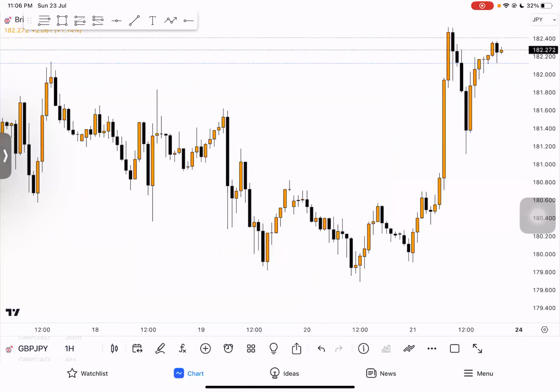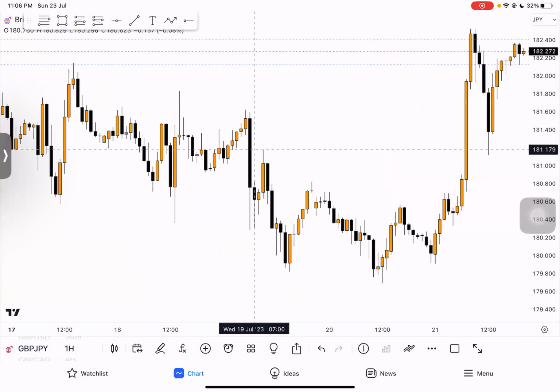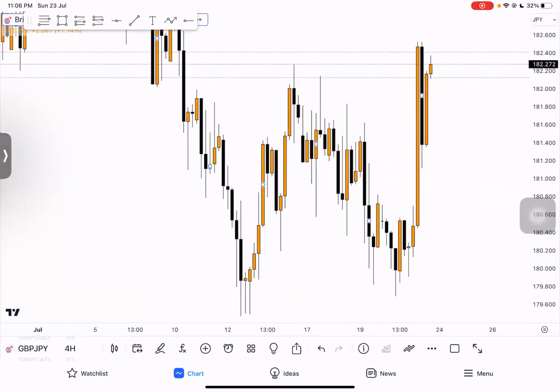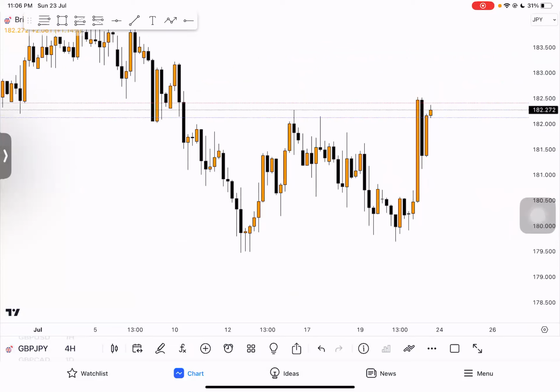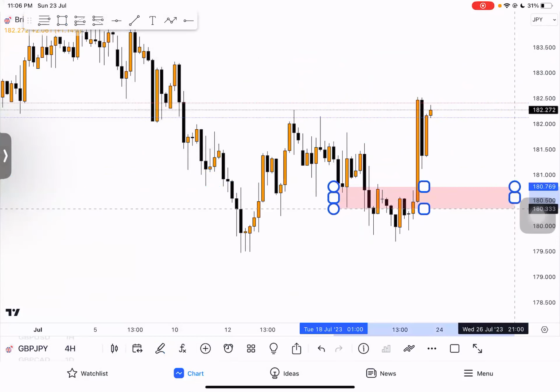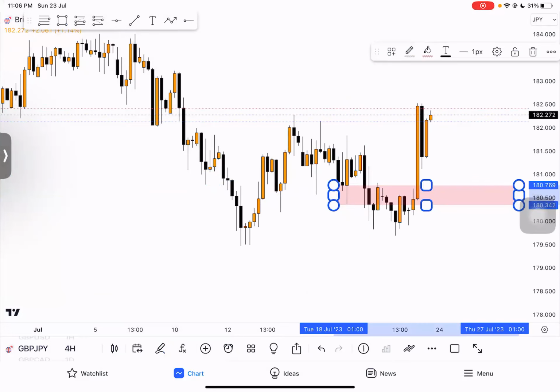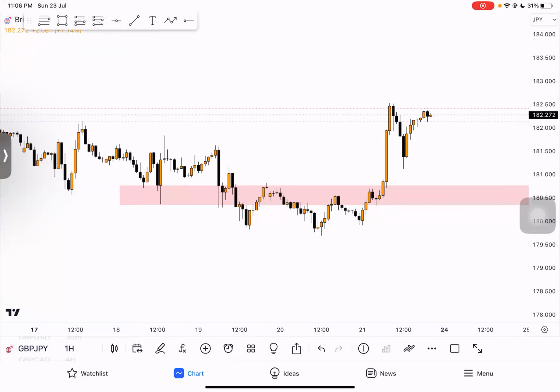I remember I got to sell somewhere around here, right? Let me see. Yeah, I got to sell somewhere around this area. That time we traded the SBR, support become resistance. For that time, I would say that we were using the H1.